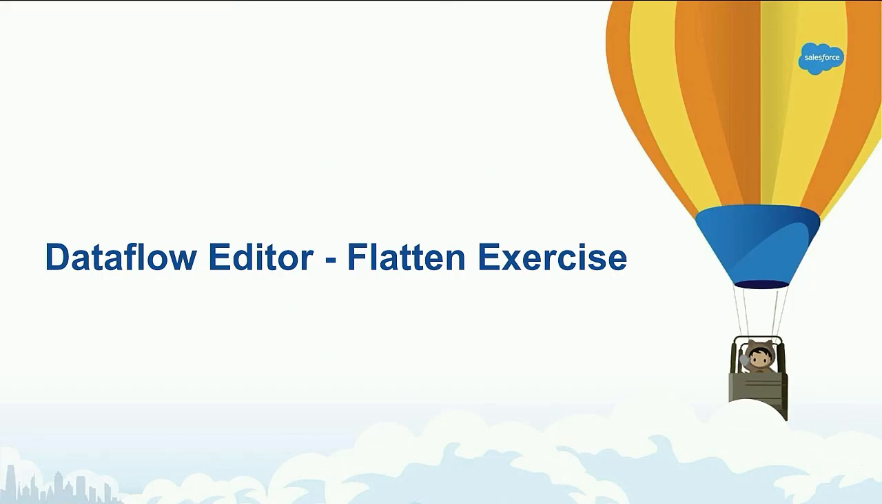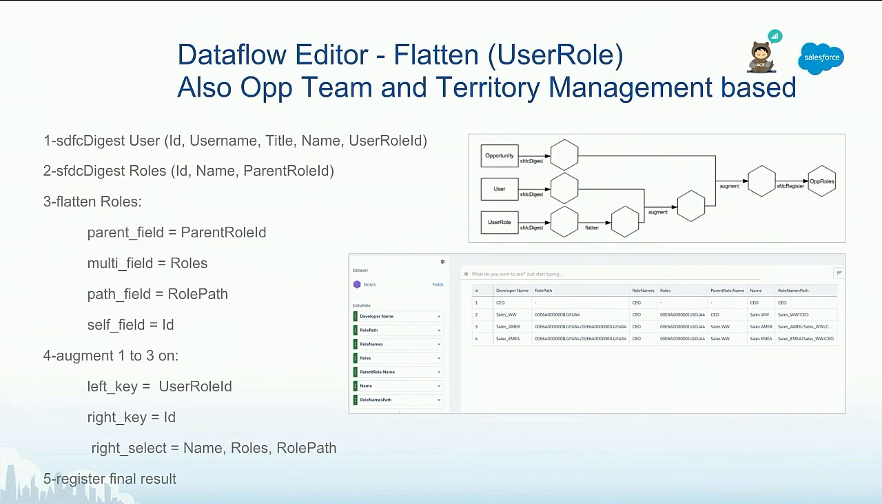Another powerful transformation in Dataflow is the flatten transformation. The flatten transformation is very important when you're dealing with hierarchies. One very common use case is getting the user role so that you can add it to security predicates. This slide walks you through the steps to create the user role, to use a flatten on the user role object and get that flattened structure, and then augmenting it with any data set that has the IDs, in this case, the user ID.